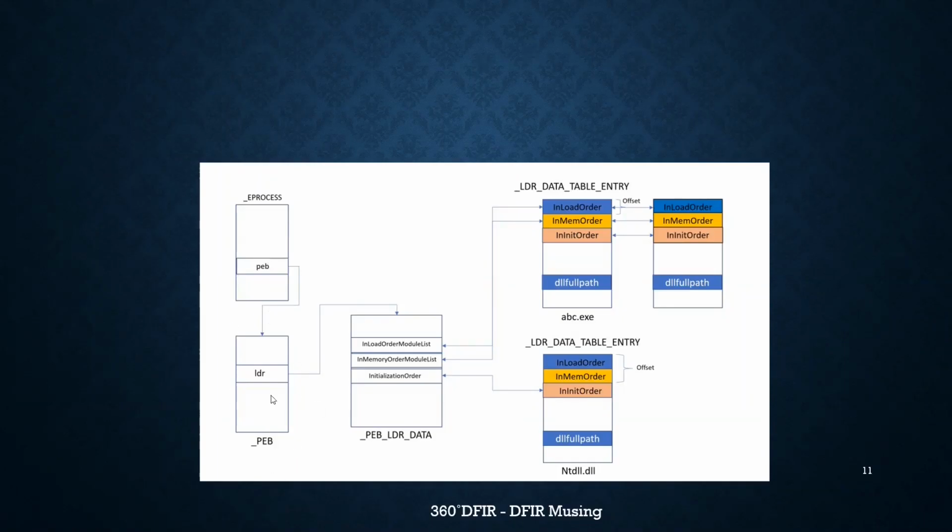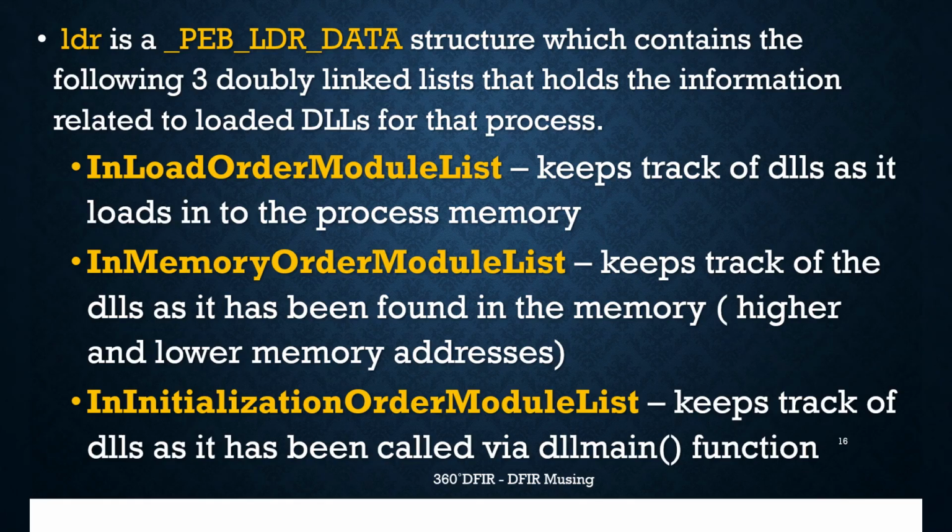This is the PEB structure. It has the LDR field. This LDR field points towards these three lists from where the LDR modules fetch the data. These three lists are nothing but linked lists, doubly linked lists, which keep track of the loaded DLLs in that particular process. So in load order, it keeps track of the DLLs as they load into the process memory. That is why it is called load order.